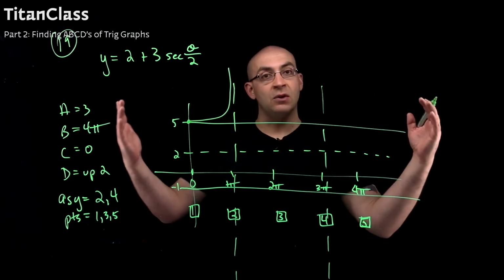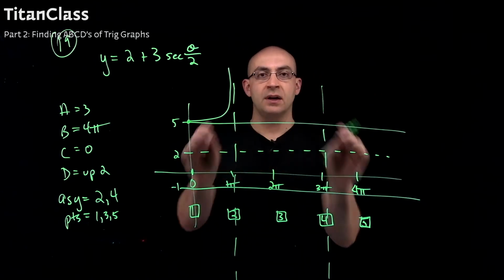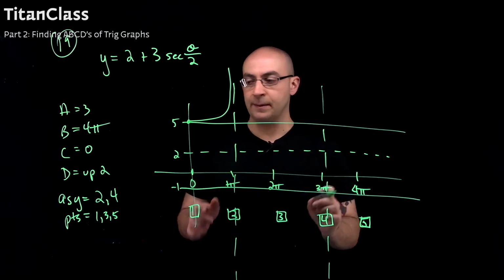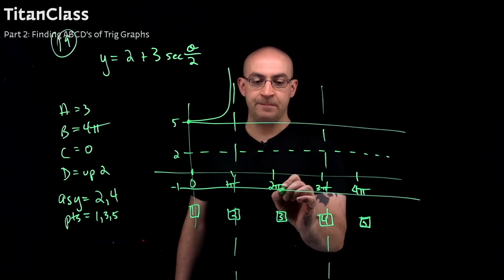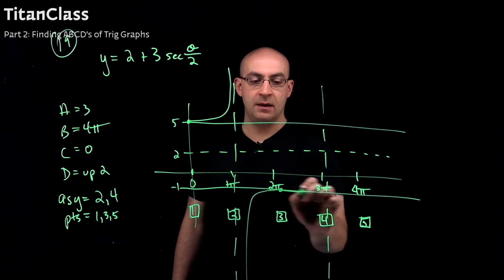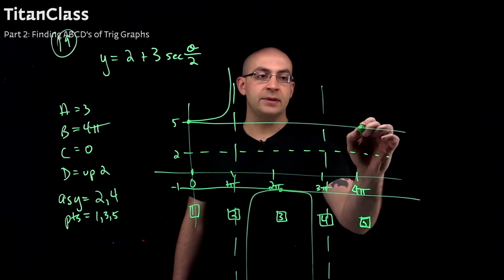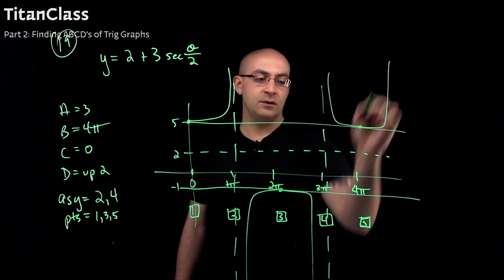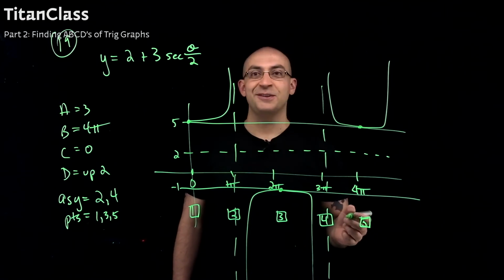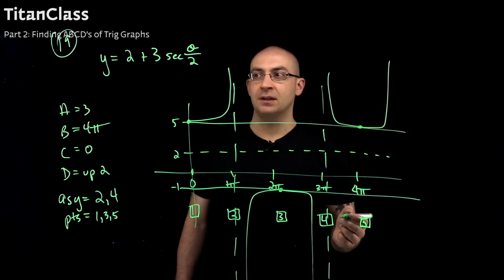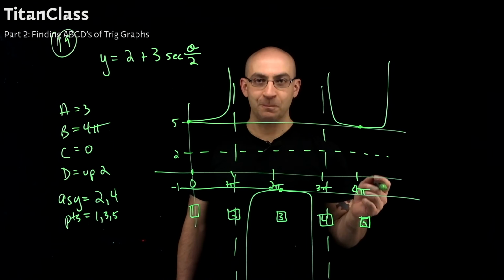And again, this is a really long period, a very wide period, so your actual secant graph is going to be pretty wide. 3 here at the bottom at 2 pi, and then back up here at the top for 4 pi. Okay, and that's our graph for 2 plus 3 secant theta over 2.